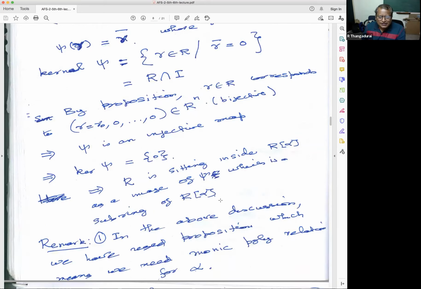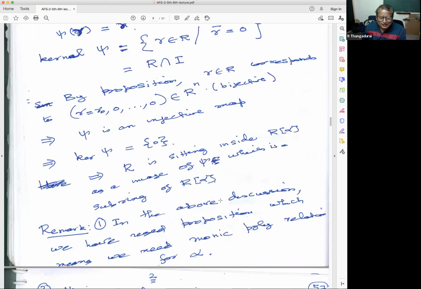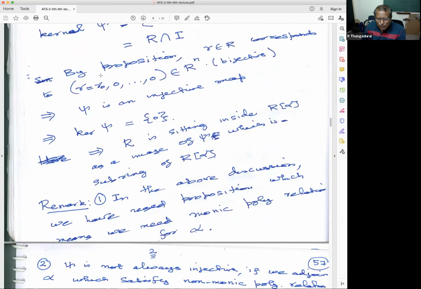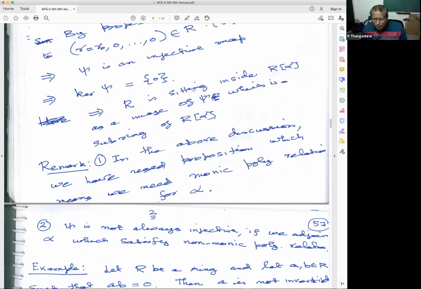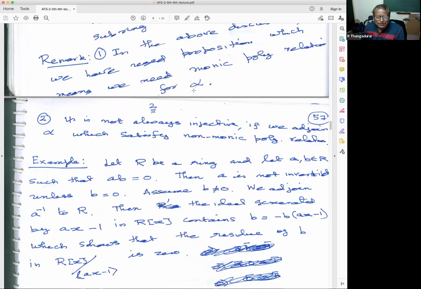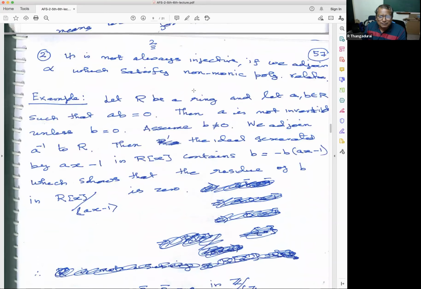Okay, in this case, somehow I have given... maybe I will think about whether I have given the correct argument or not. Here, monic is really important. We need to use this proposition. Why? Because if alpha satisfies a non-monic polynomial relation, then we have a counterexample. So this is the counterexample.